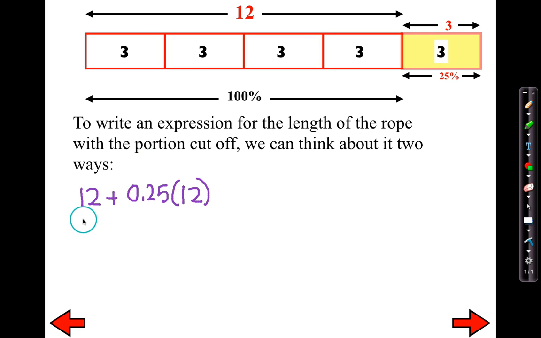So here you would simply take 12, add what is a fourth of 12. It's going to be 3. So in this case, I'm going to add them together, leaving me with 15 feet, which is the exact answer that I had from the previous slide. Now, is there another option? There is.